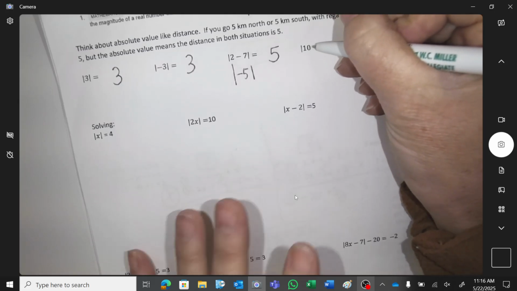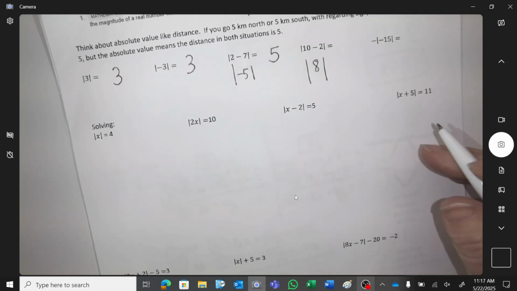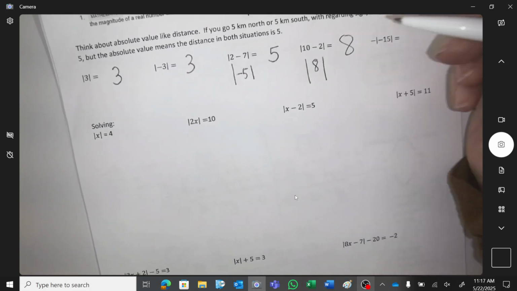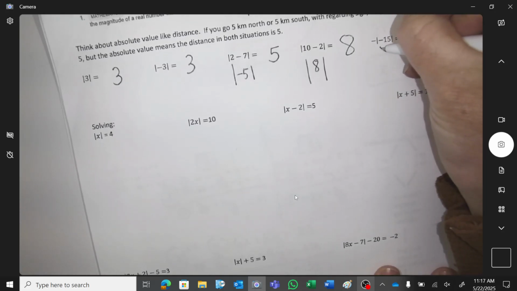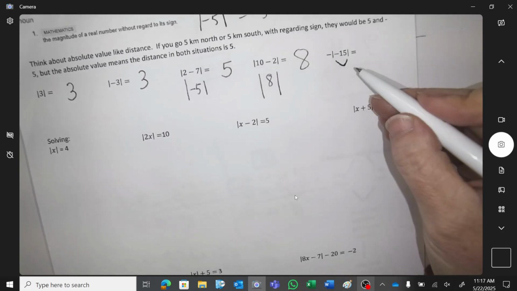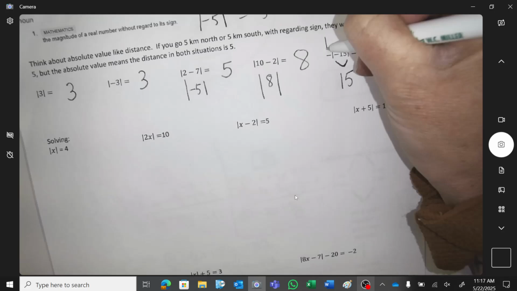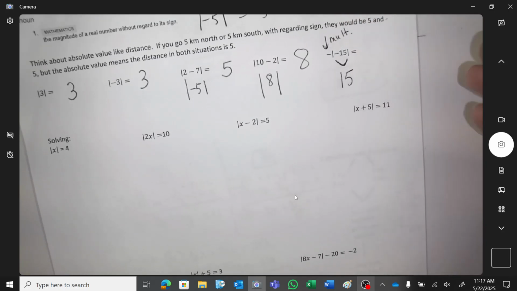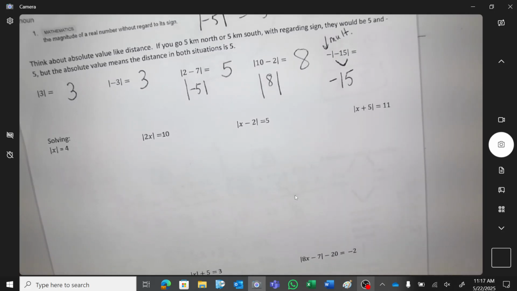Bracket work. I have to do 10 subtract 2, which is 8. And what's the magnitude of that? 8. Okay. What's the absolute value of -15? Well, that's 15. But then I have to multiply, but that's after. So this answer is negative, okay? And the reason is that negative is outside, and it's an afterthought.